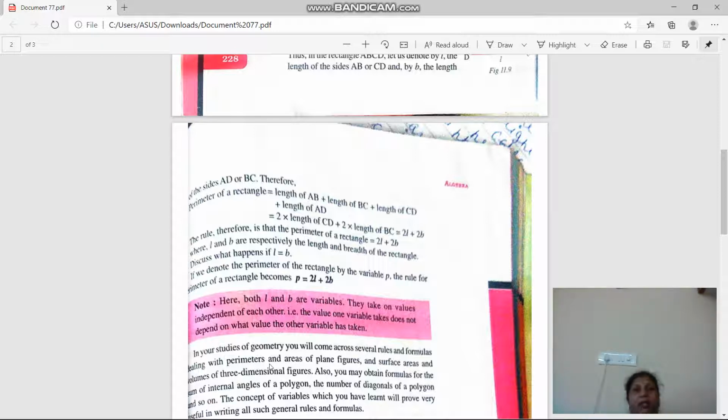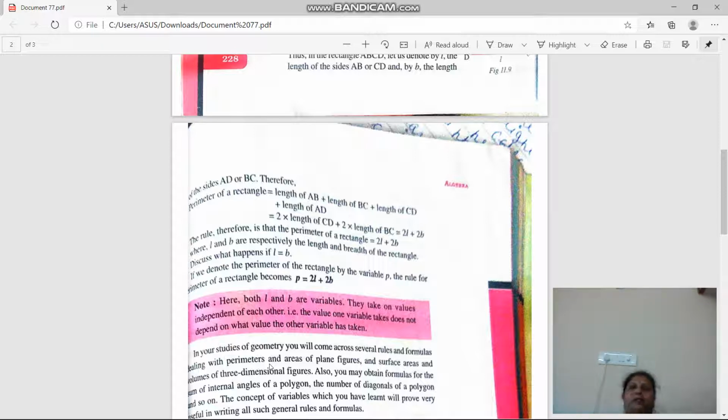So in your studies of geometry you will come across several rules and formulas. Yes, of course. Have you seen the formula for circumference? So circumference C is equal to 22 upon 7 multiplied by D, where D stands for diameter. Otherwise we can take C is equal to 2 multiplied by 22 upon 7 multiplied by R, R for radius. Yes, can anyone explain me another formula?